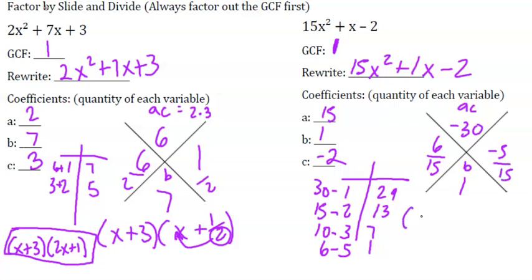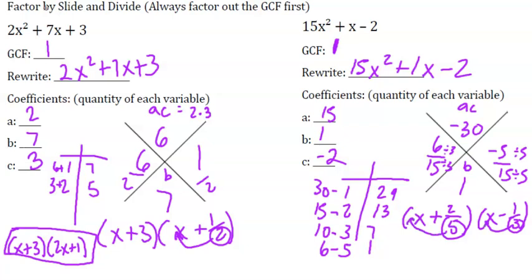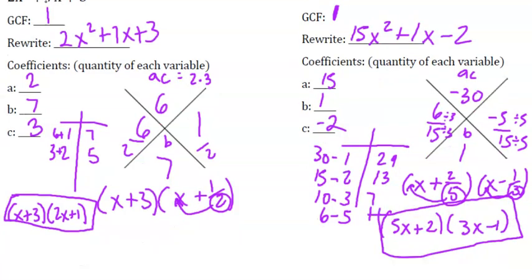And we write out our factors. So we have x plus 6 over 15. You can both divide those by 3, so you have 2 over 5. And then x minus 1 over 3, because you could divide these by 5. Okay, now you're going to slide the denominators to the front of each of the x's. And then you have your factored form, 5x plus 2 times 3x minus 1.